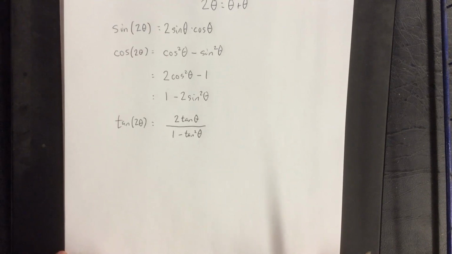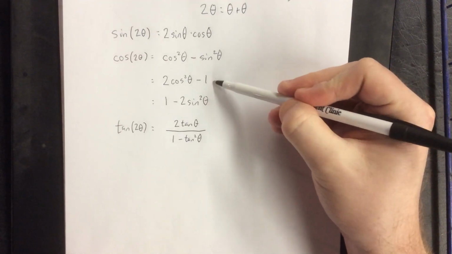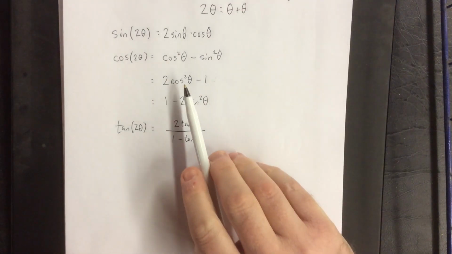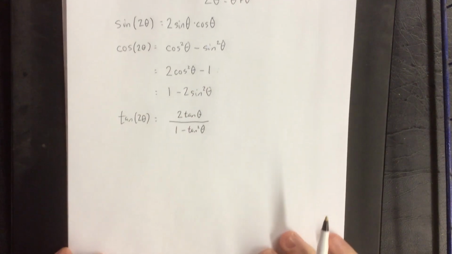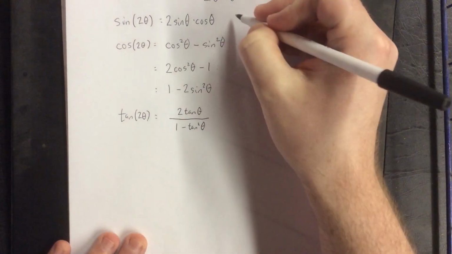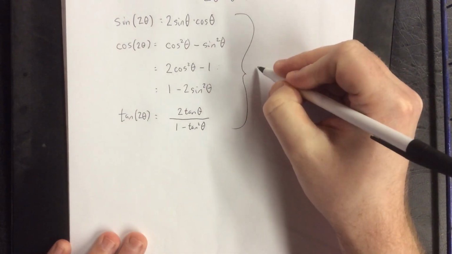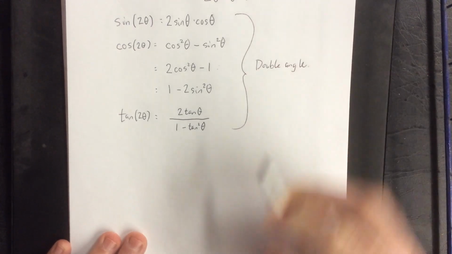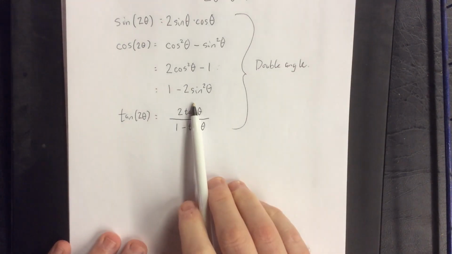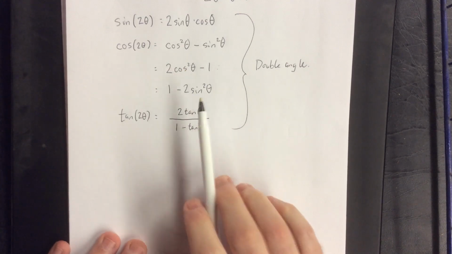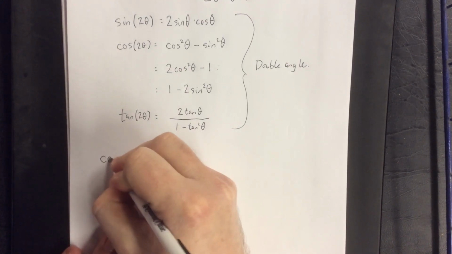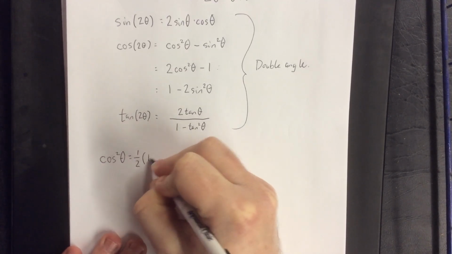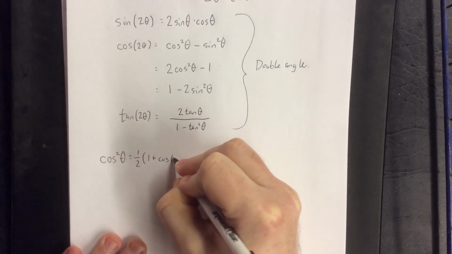Now, all of our half-angle identities actually come from these 2 versions of the double angle identity and are created by solving for either the cosine squared of theta or the sine squared of theta. So all 3 of these would be known as the double angle identities. In this and this, if I solve for the cosine squared of theta and the sine squared of theta, I would get the following. The cosine squared of theta is equal to half of 1 plus the cosine of 2 theta.